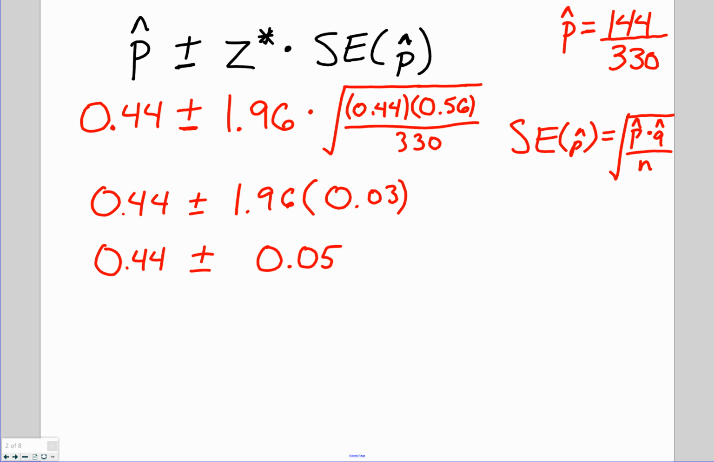Okay. I got 0.054, I guess. All right. So if I do 0.44 minus and plus 0.05, this right here, 0.44 times 0.56 over 330, the square root of that, I rounded. It was 0.027. Do you want me to write 0.027? I can. I'm not that worried about it, right? It's just rounding.